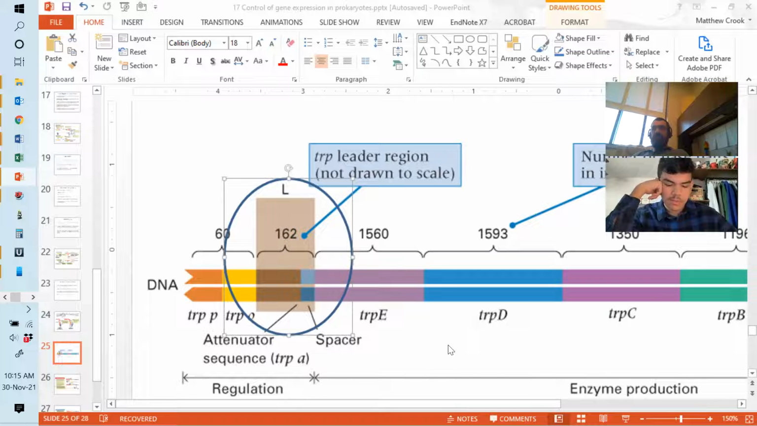Now, the next question is, why are we making a protein? That's all 100% correct, but why make a protein? What's that got to do with this? What's the purpose of translation of the leader region?